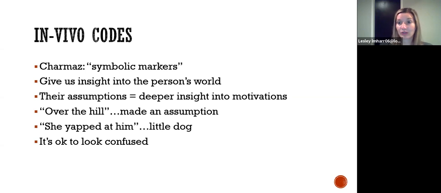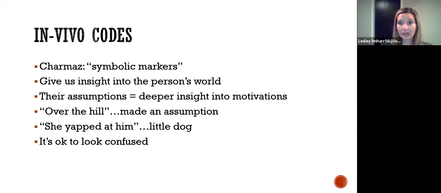And, of course, that's derogatory and whatever, but if somebody keeps referring to themselves as over the hill, that is indicating a symbolic marker. Another example is, she yapped at him. So a little dog yaps. So if someone's telling a story and saying, that person yapped at him, that indicates something is going on at more of a symbolic level.